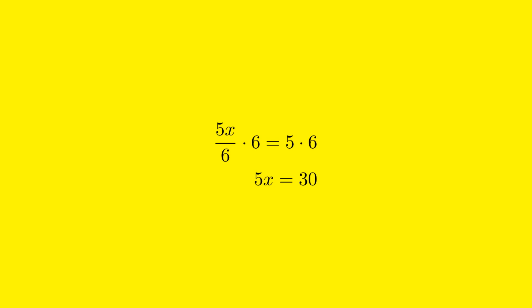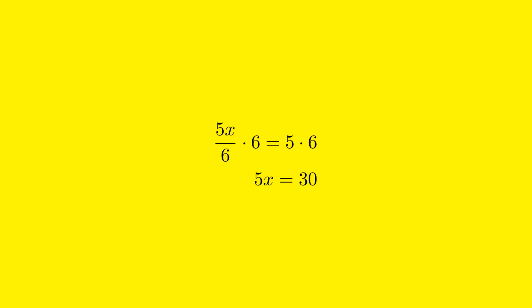To solve the problem 5x over 6 equals 5, the first step is to eliminate the fraction by isolating the variable. In this equation, 5x over 6 equals 5. The variable x is divided by 6. To remove the denominator 6, you need to perform the opposite operation to both sides of the equation. Since 6 is in the denominator, you should multiply both sides of the equation by 6. This will cancel out the 6 in the denominator on the left side of the equation.